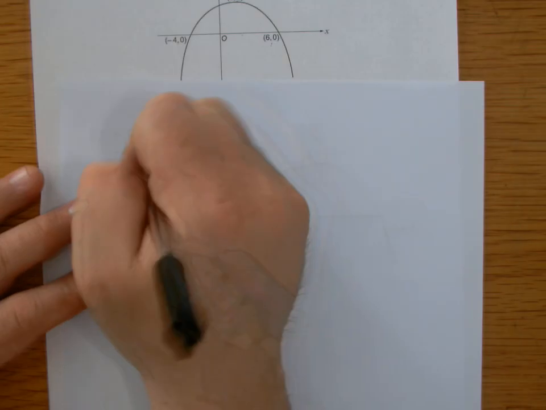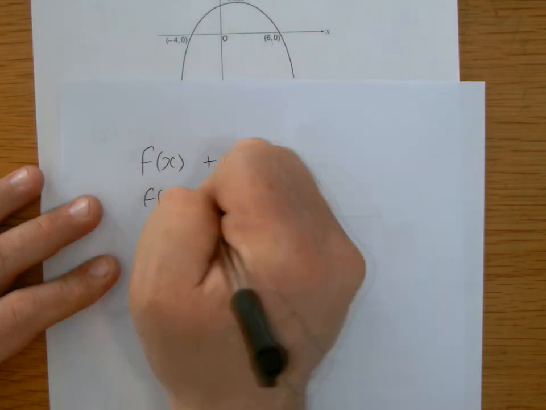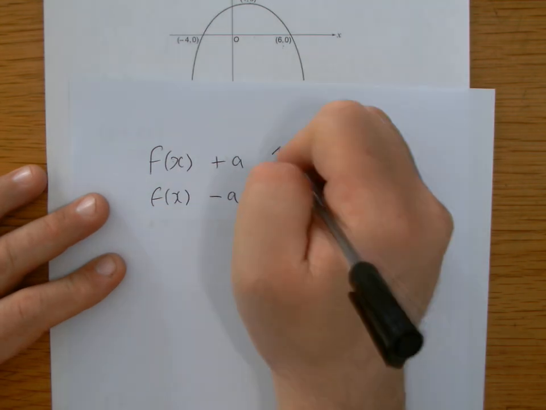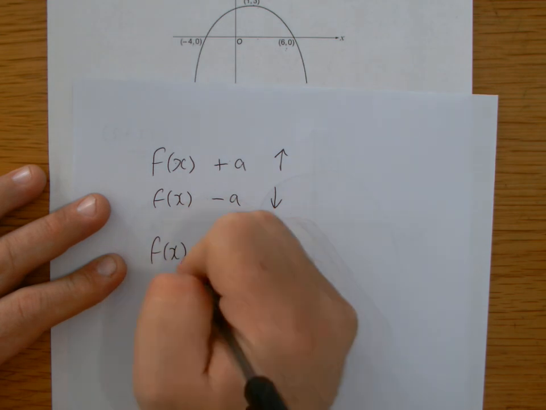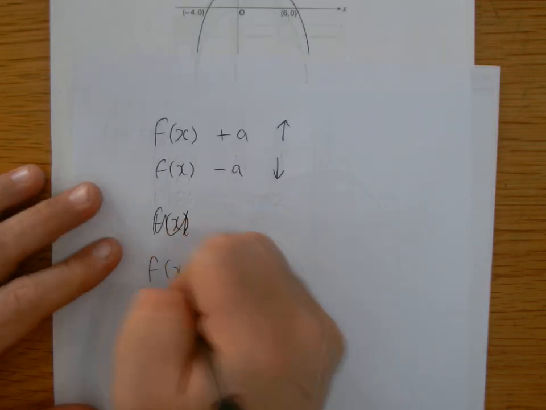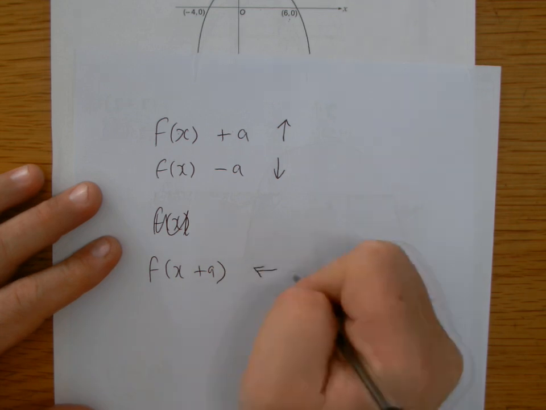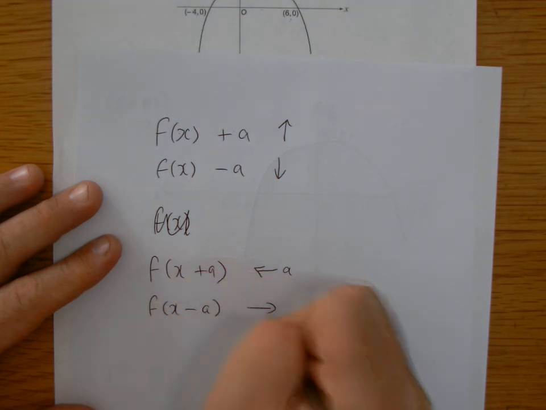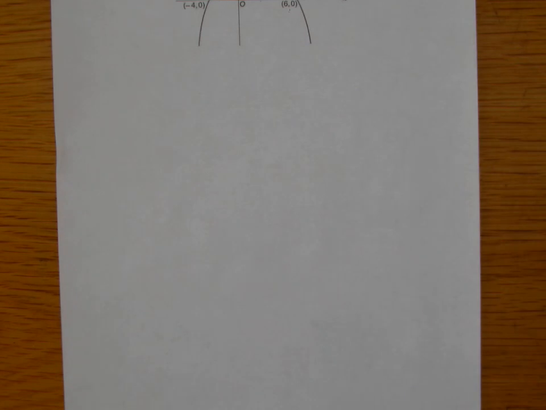Just in summary then for them, if you've got f of x and you're adding a to it, or f of x you're taking away a, you've got to appreciate these are the y values and you're adding a, so it's shifting up, or taking away a, shifting down. And then if the change is in the bracket, it's affecting the x, so you shift across, but remember you go the opposite direction. So if it's f of x plus a, you're going to go negative a, and if it's f of x minus a, you're going to go positive a.